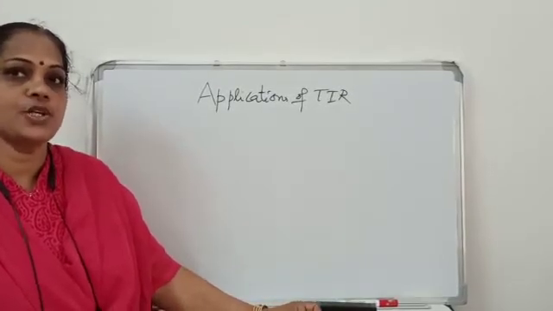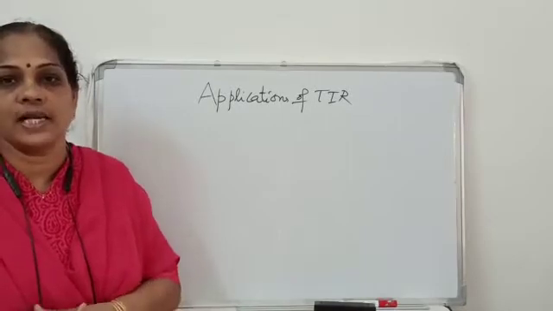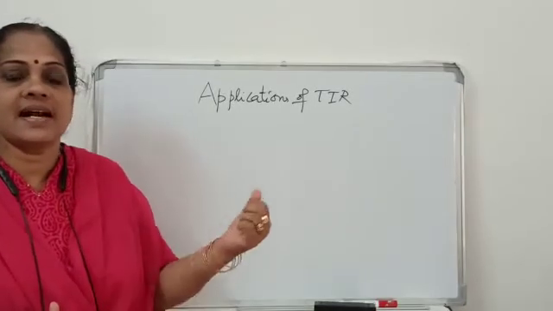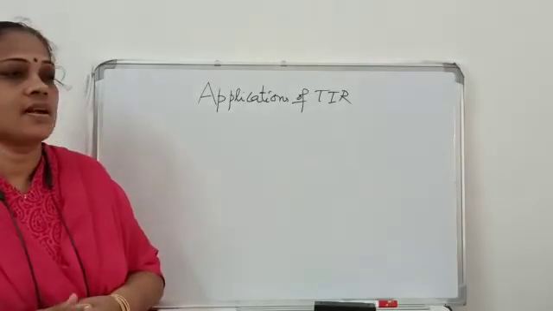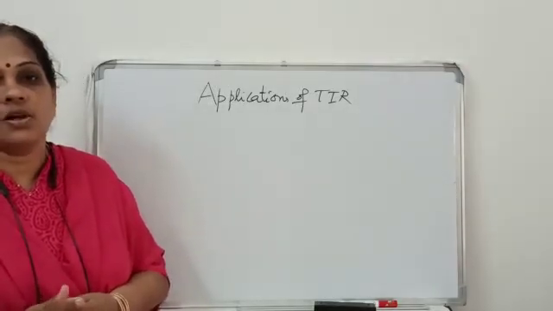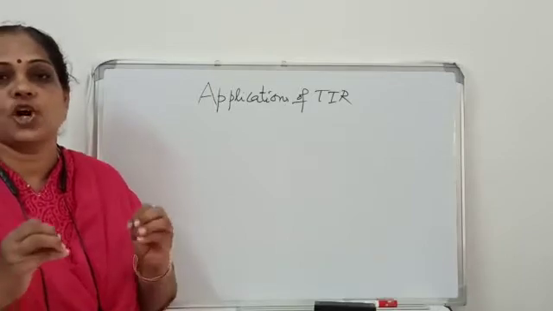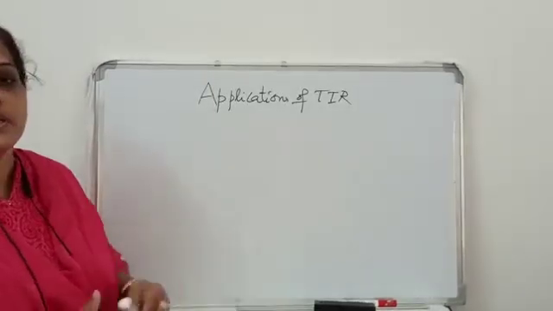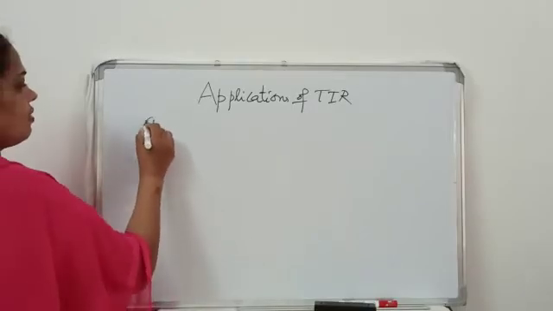Children, let us continue with the applications of total internal reflection. I have sent you some links regarding the applications of total internal reflection. See all these links and see that your concepts are made clear. Now, let me start with the first one, that is brilliance of diamond.